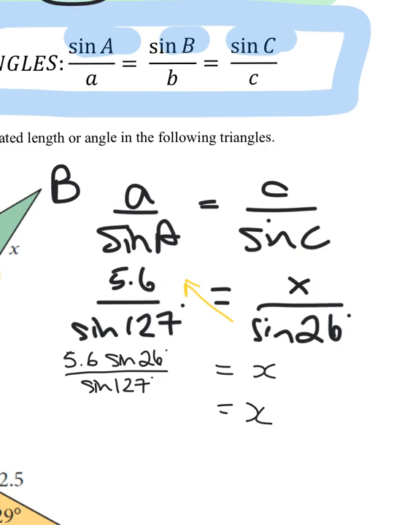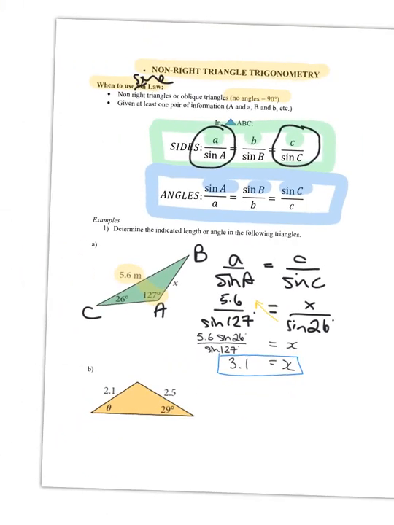Okay, so for my answer, I got 3.07, so I'm going to say 3.1 for my answer. So there is my side length for the missing side there for side x. Okay, so let's take a look at the next one. This time we're looking for a missing angle.